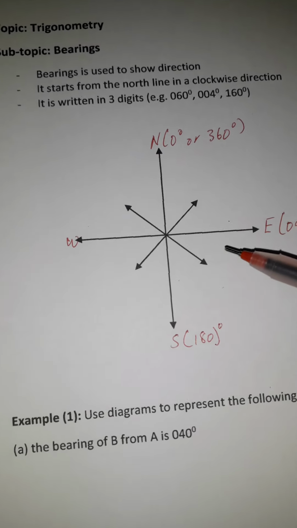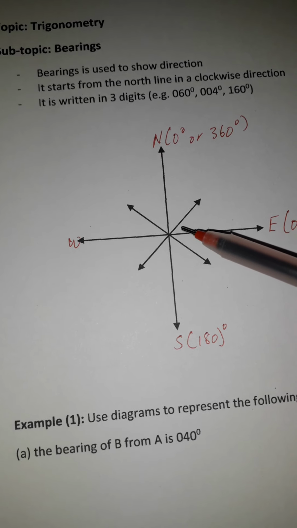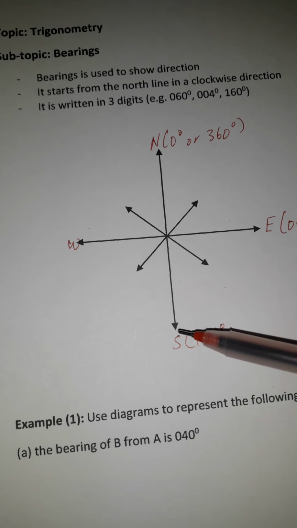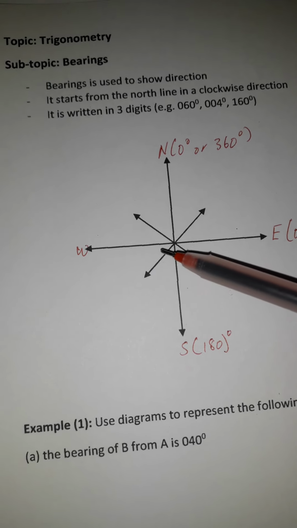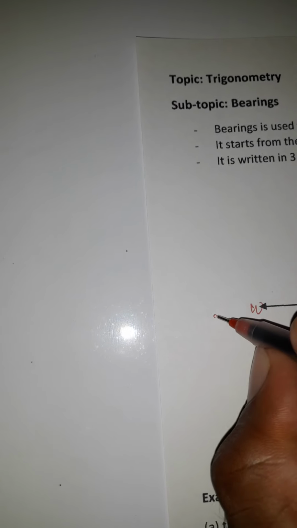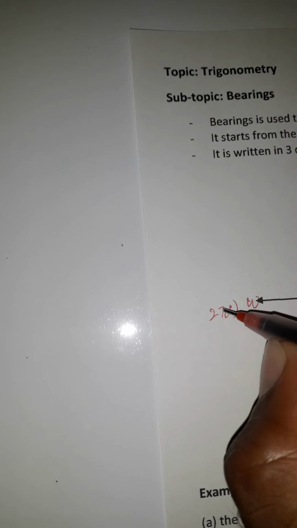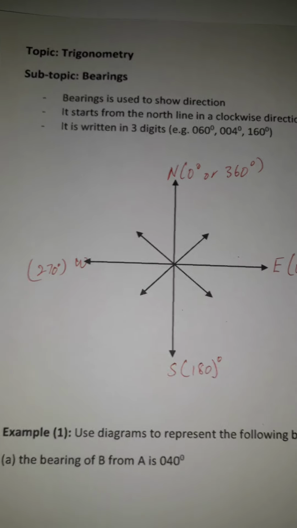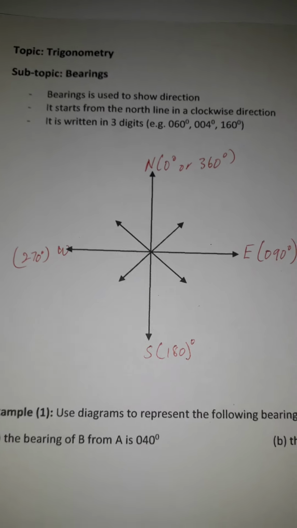Okay, so you're basically adding 90. So we have 90 there, plus another 90 will give us 180, plus another 90. 180 plus 90 will give us 270. So west will be 270 degrees. Good, so these are the 4 basic directions.